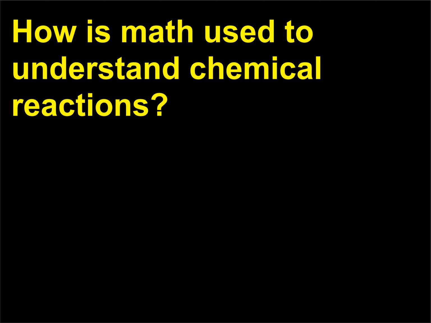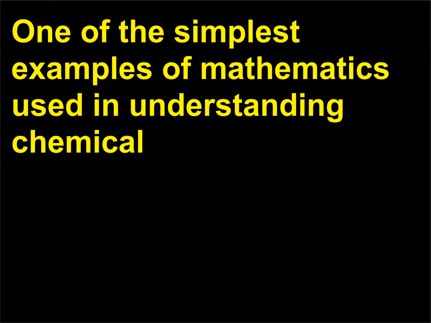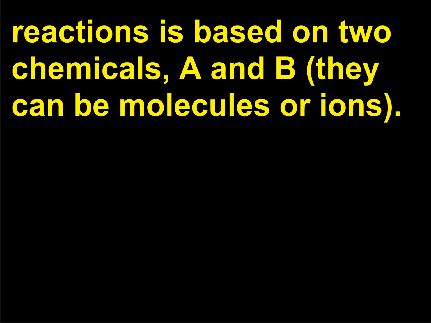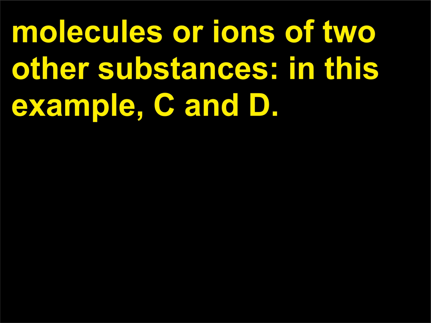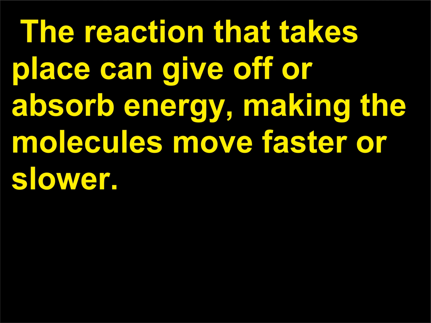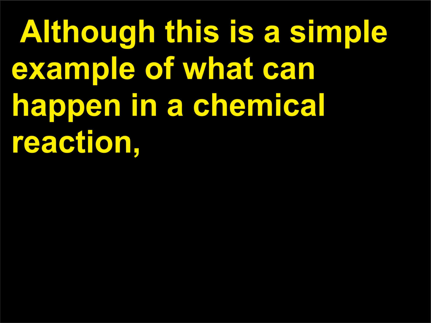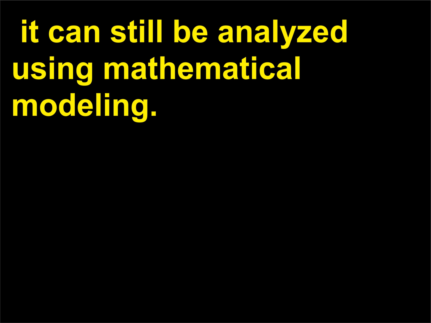How is math used to understand chemical reactions? One of the simplest examples of mathematics used in understanding chemical reactions is based on 2 chemicals, A and B. They can be molecules or ions. If A and B encounter one another, they can rearrange themselves into molecules or ions of 2 other substances, in this example, C and D. The reaction that takes place can give off or absorb energy, making the molecules move faster or slower. Although this is a simple example of what can happen in a chemical reaction, it can still be analyzed using mathematical modeling.